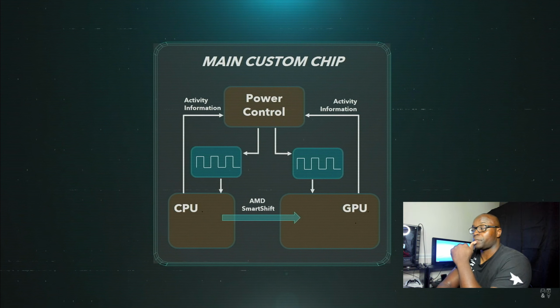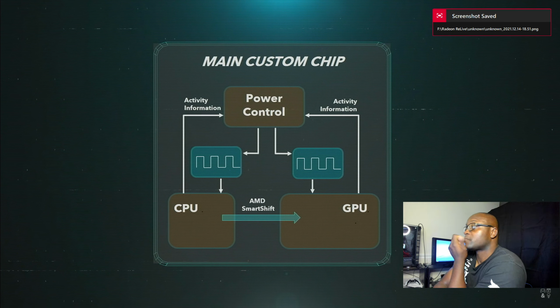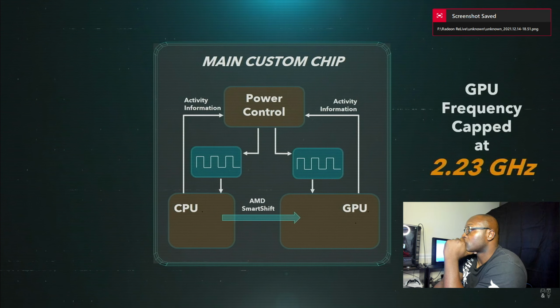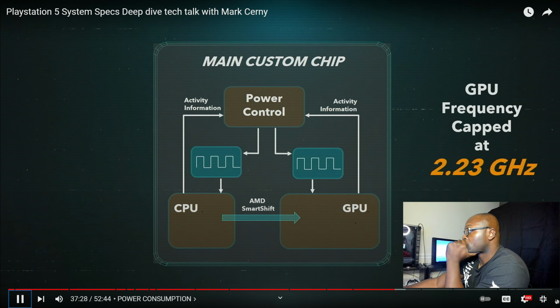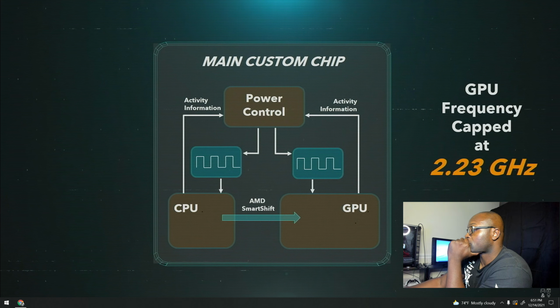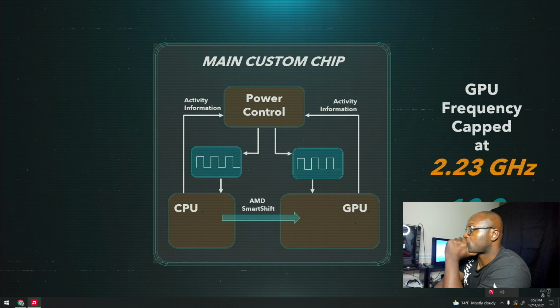Running a GPU at 2 gigahertz was looking like an unreachable target with the old fixed frequency strategy. With this new paradigm, we're able to run way over that. In fact, we have to cap the GPU frequency at 2.23 gigahertz so that we can guarantee that the on-chip logic operates properly. 36 CUs at 2.23 gigahertz is 10.3 teraflops, and we expect the GPU to spend most of its time at or close to that frequency and performance.